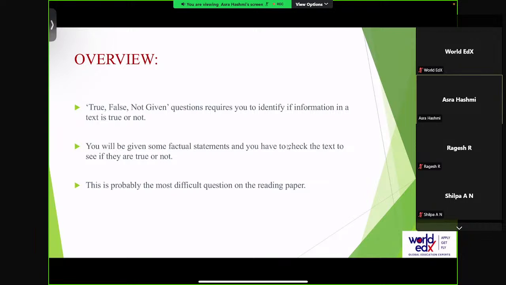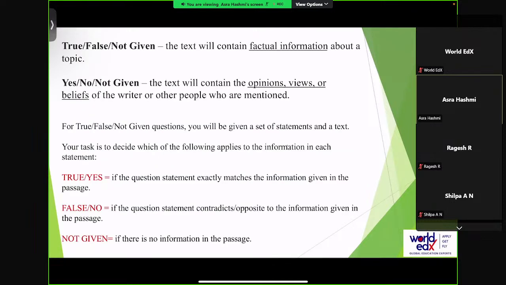A lot of students find the true, false, and not given and match the heading types the most challenging ones in the IELTS reading module. So we are going to cover the true, false, and not given today. In the true, false, and not given, the text will always contain factual information about a topic. What does factual mean? When you go back to the paragraph to verify whether the information is given or not, you will be able to find it. It is going to be exactly present in the particular passage.